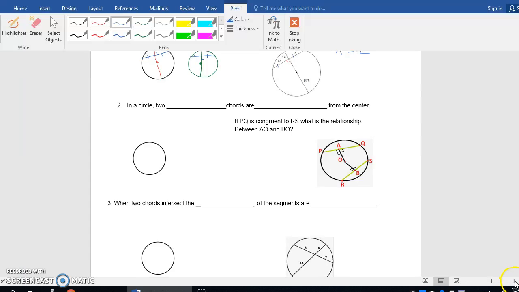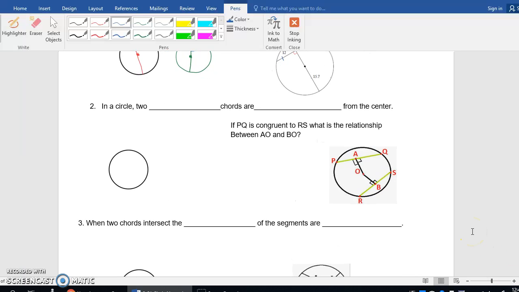Rule number 2, zoom in a little bit. In a circle, 2 congruent chords are equidistant from the center. So if we were to draw 2 chords that are congruent, these 2 are congruent, I know that they are the same distance away from this center point. So this segment would equal that segment.